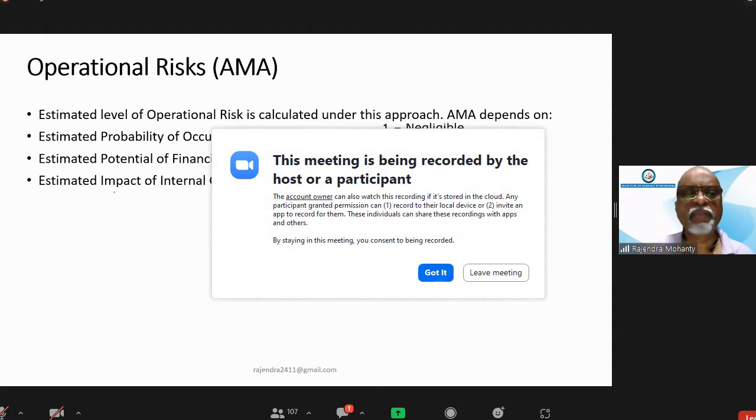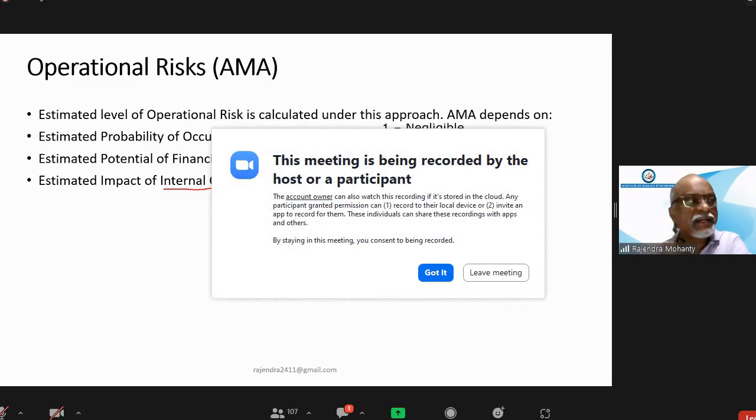Okay, next one is the impact of internal control. So what are the internal control systems and procedures the bank has already made available to face these challenges of operational risk? So that is the impact of internal control. How will this be done? This is again a percentage. It is a score of percentage.